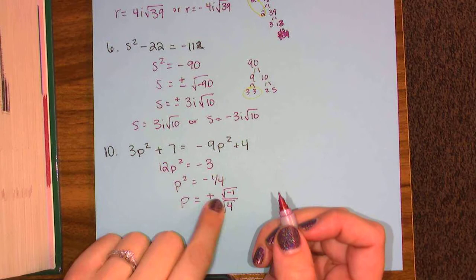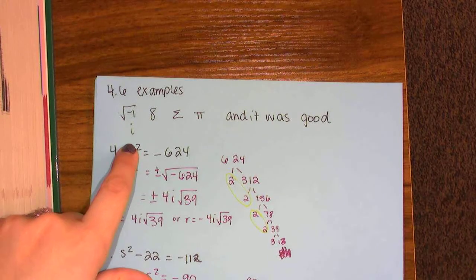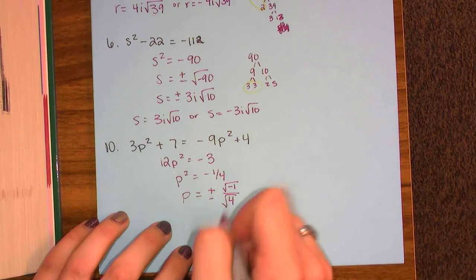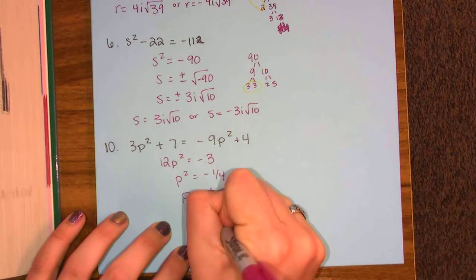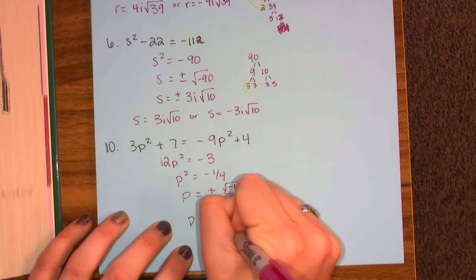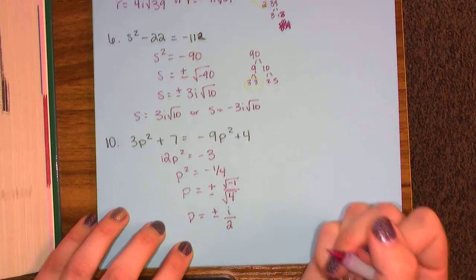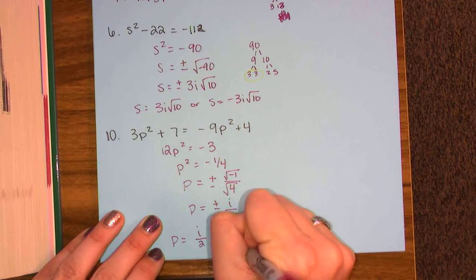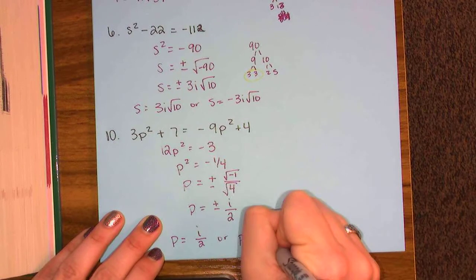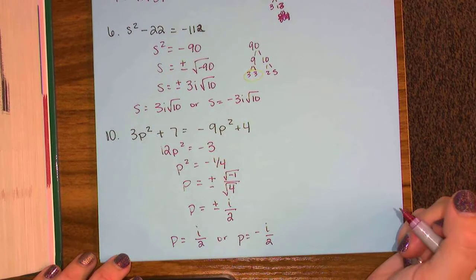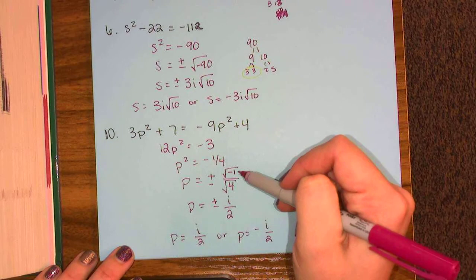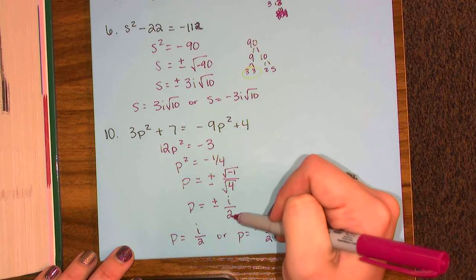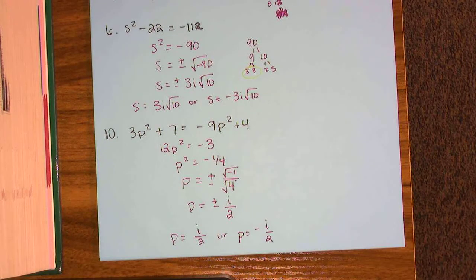Okay, yeah, the square root of negative 1 is I. Remember? Up here. Square root of negative 1 is I. So, I have P is equal to plus or minus I over 2. Okay, so P is equal to I over 2, or P is equal to minus I over 2. Okay, so the square root of negative 1 is I. Square root of 4 is 2. So that's where we get that from.